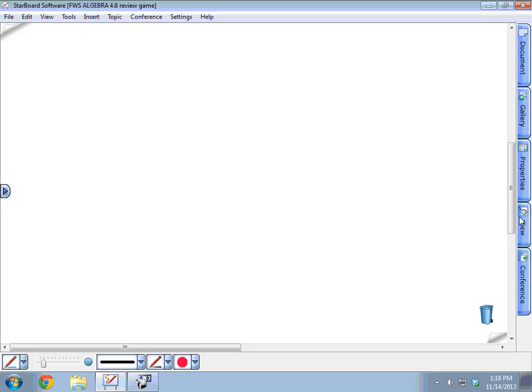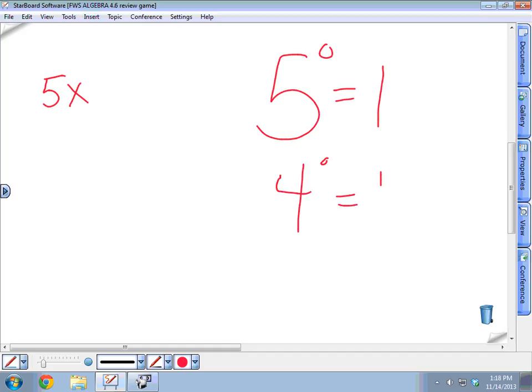Now, they want to know what are the degrees of a polynomial. So, if I have 5... But isn't anything times 0, 0? It wasn't times 0, it was to the 0 degree. But I don't understand that. Any number to the 0 degree equals 1. Doesn't matter what this number is. 4 to the 0 degree, you just got to memorize that.